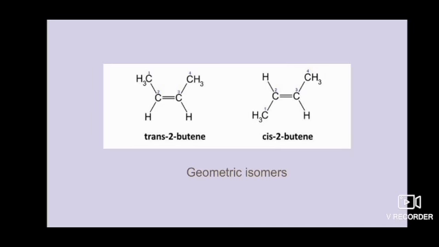In this picture, we have two types of butene. First one is trans-2-butene and the second one is cis-2-butene. In trans, we see that the methyl groups attached to carbon number 2 and 3 are on the same side, whereas in cis-2-butene we have two methyl groups but on the two opposite sides of carbon 2 and 3.